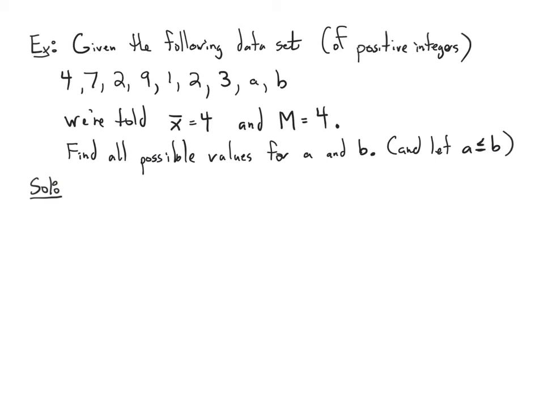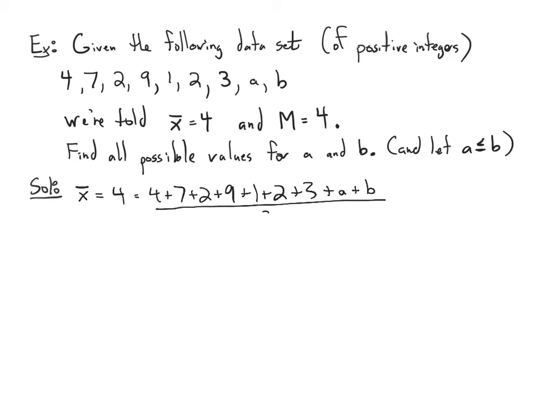All right, now that you're back, let's see what we know. Well, we'll deal with the median later, but we might be able to narrow down what possibilities A and B are by using the mean. We know that the mean is the sum of all the numbers divided by the number of numbers. So we know it's 4. And we know it's adding all the numbers together. 4 plus 7 plus 2 plus 9 plus 1 plus 2 plus 3 plus these two unknown values, A and B, whatever they are, divided by 9. Let's simplify this a little bit.